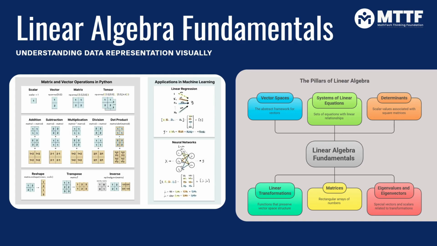such as an image, a sound, or text can be expressed as a vector of numbers. Systems of linear equations help machines solve multiple relationships at the same time. In a neural network, these systems describe how inputs and weights interact to produce outputs.